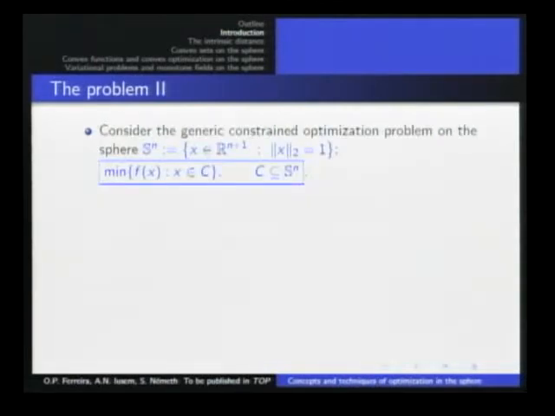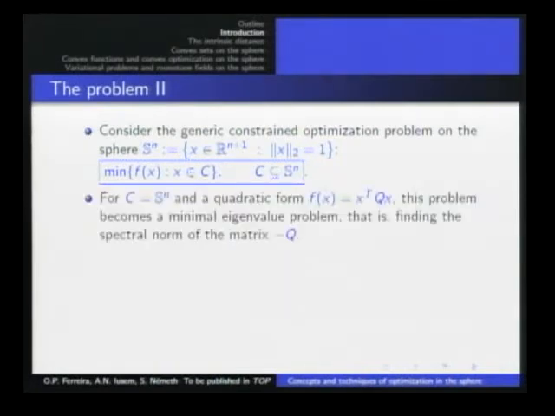And, well, so we'll move to the problem. The sphere is just the unit sphere in R^(n+1). And we have a function defined on R^(n+1), and I want to minimize it on a subset of the sphere. This is my problem: minimizing a function, in principle not necessarily convex, on a subset of the unit sphere.